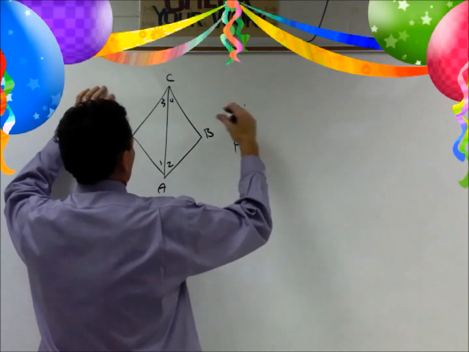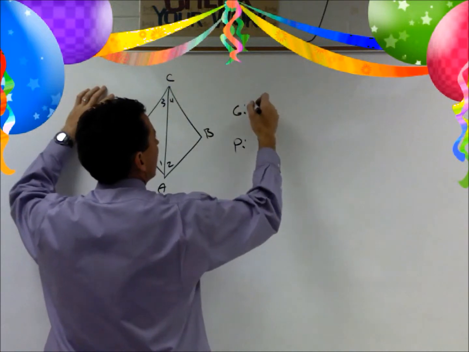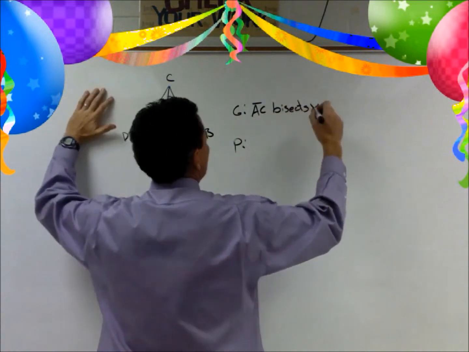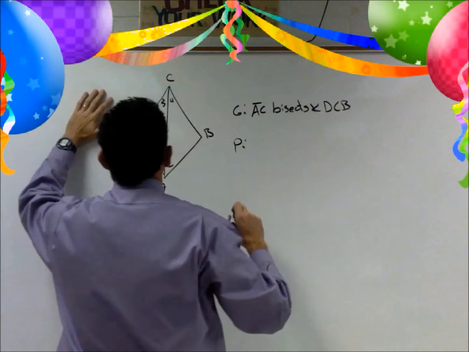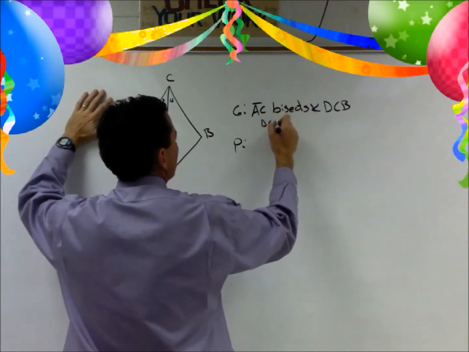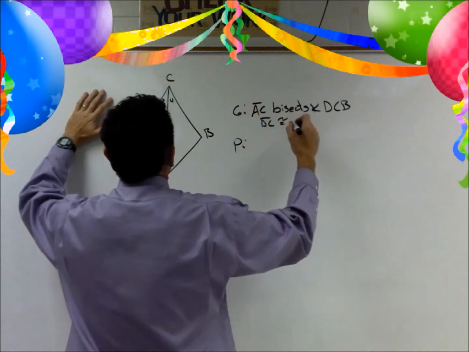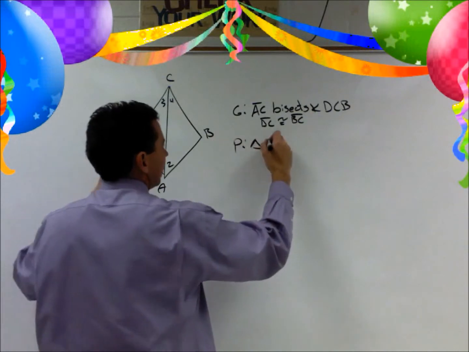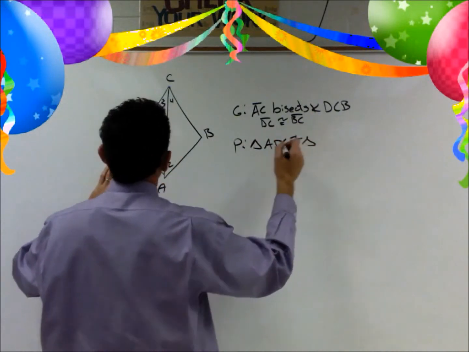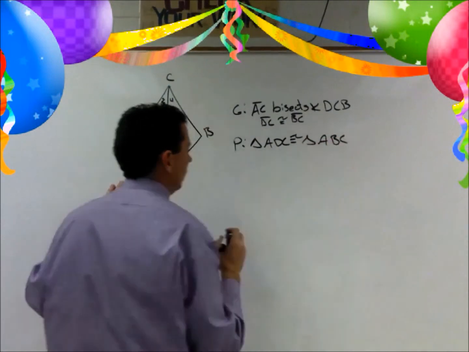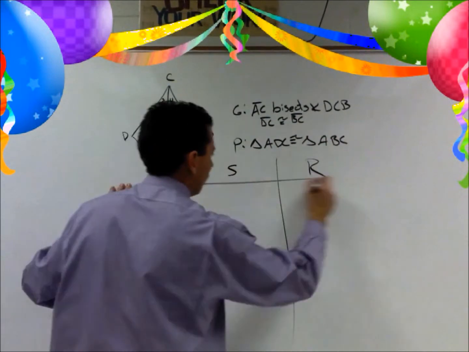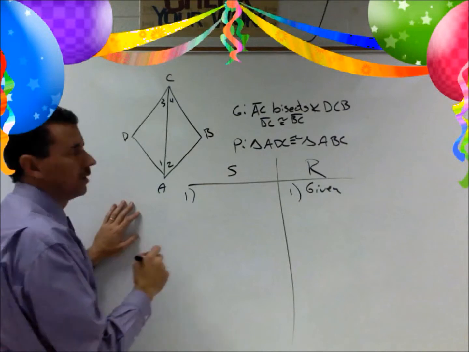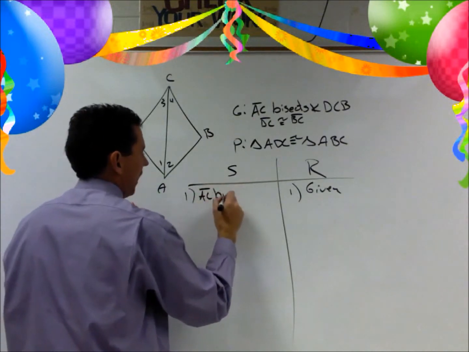We could put in the given here, let's say that AC bisects angle DCB. And let's put in here DC is congruent to DC. And now we're going to try and prove triangle ABC is congruent to triangle ABC. Again, we're doing statements and reasons, a 2-column proof. Start off with the given. Now we're going to throw in here AC bisects.